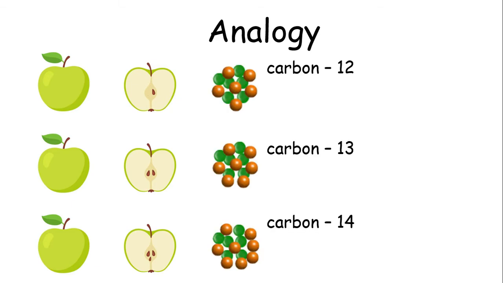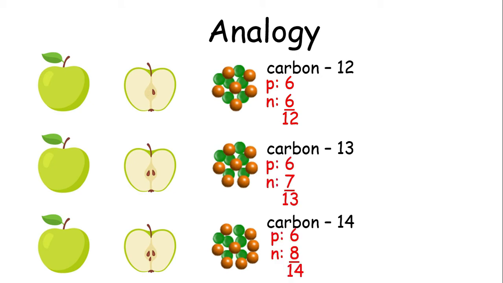Let's take a look at the isotopes of carbon. So the green represents the protons, and the orange represents the neutrons. Again, in this scenario, we don't care about the electrons. We're just going to talk about the protons and the neutrons. Carbon-12, or just carbon, has 6 protons and 6 neutrons. Carbon-13 has 6 protons and 7 neutrons. Carbon-14 has 6 protons and 8 neutrons.